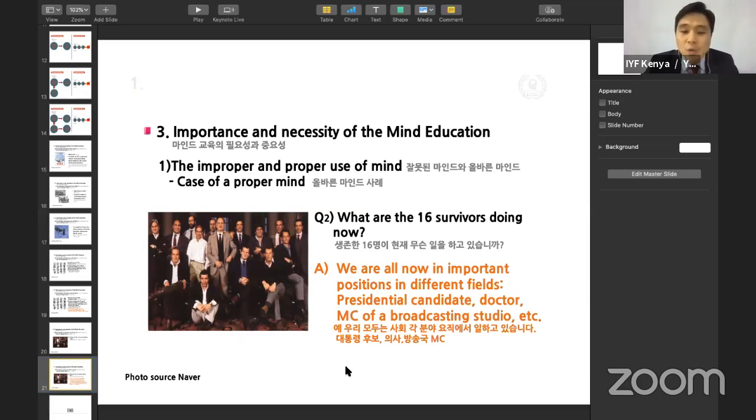We are all now in important positions in different fields. Some of us were presidential candidates. Some of us are doctors. Some of us are MCs at the broadcasting station, and so forth. Everyone, all these 16 survivors are now in very important positions in the society, and all 16 of them have become successful people.